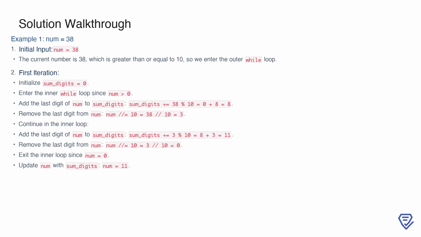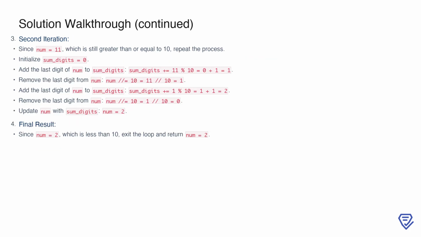Next, we continue in the loop and add the last digit of the updated number, which is now 3, to sum_digits. This results in a new sum_digits value of 11. After removing the last digit from 3, the number becomes 0, so we exit the inner loop. At this point, number is updated to the value of sum_digits, which is now 11. Now, with the updated number 11, we check again and see that it is still greater than or equal to 10, so we repeat the process.